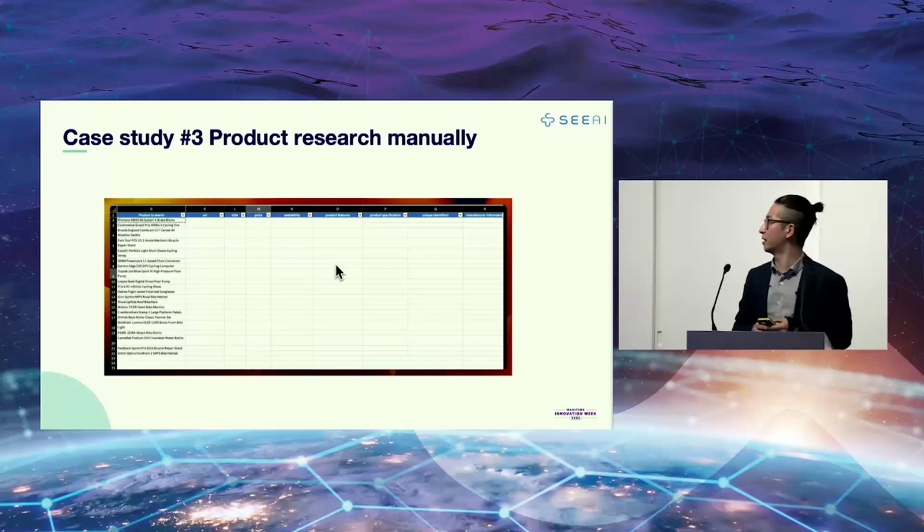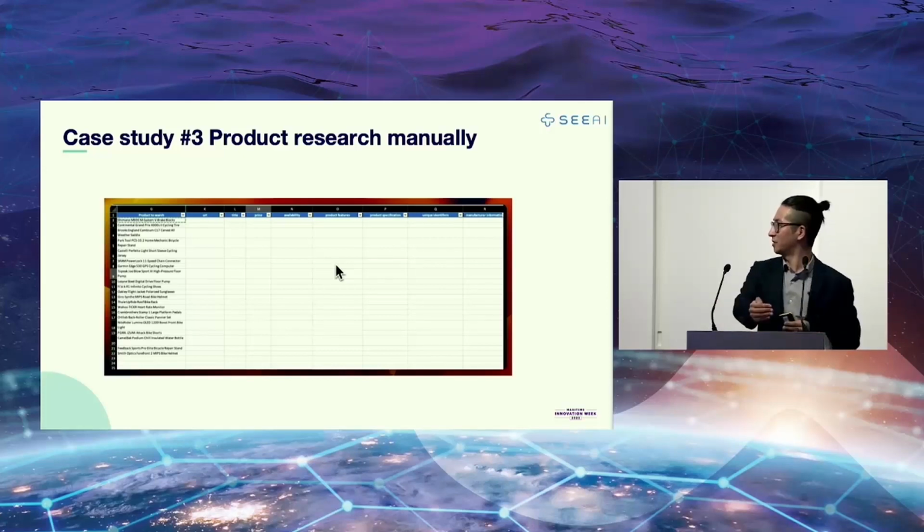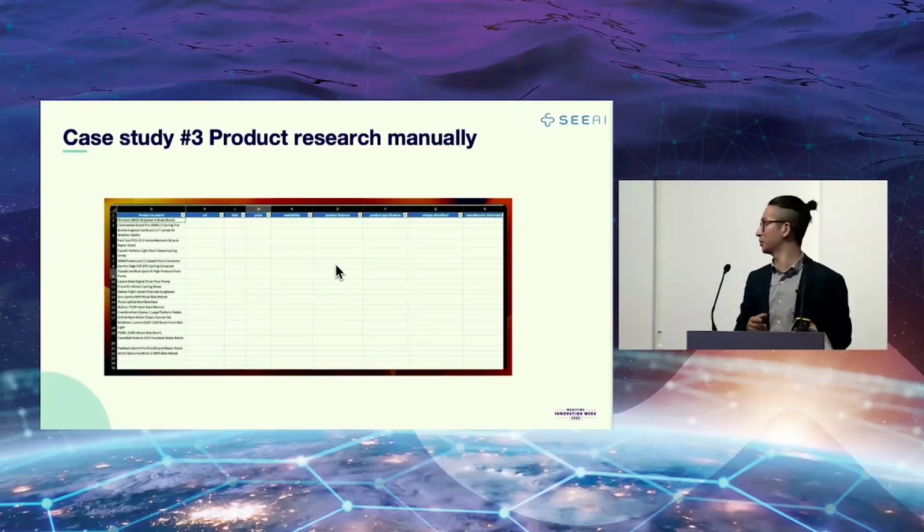And finally, product research. This is a very common thing to have in organizations with lots of inventory. It could be manufacturing, marketing, or e-commerce, and you usually have a person with a spreadsheet, and the spreadsheet has a lot of different product names that they need to go to Google and search. They might need to search for product title, price, availability, part number, and all of that.